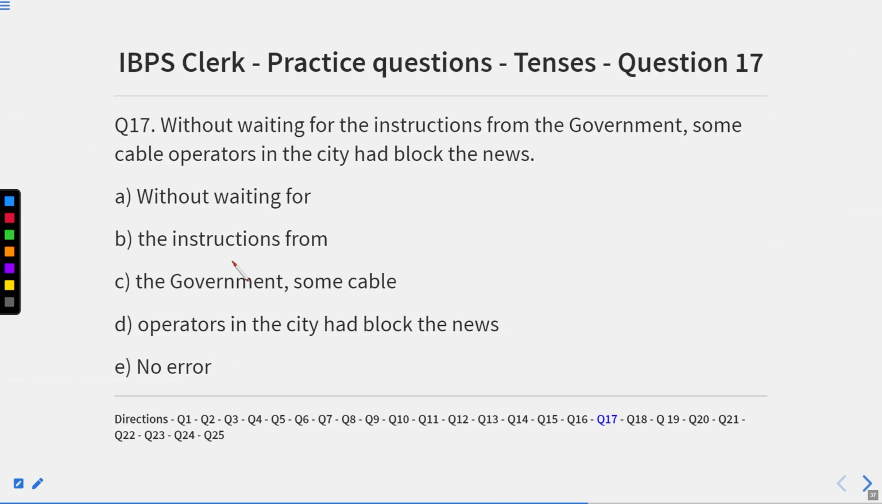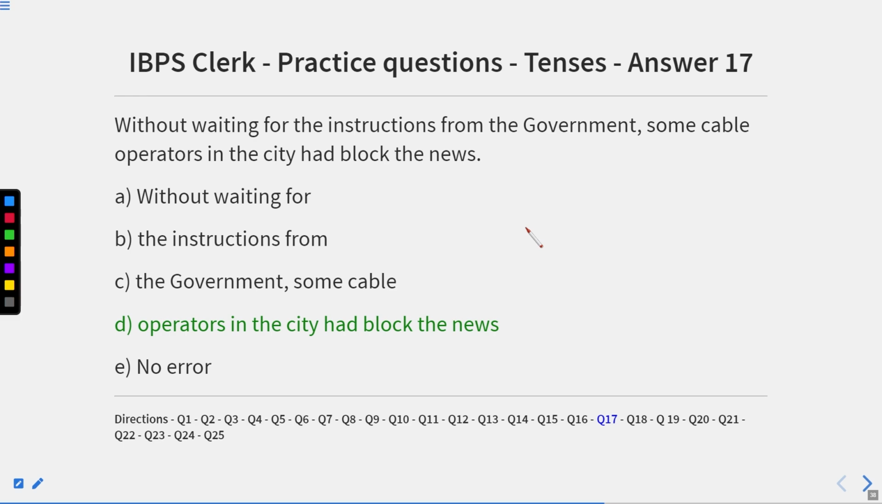Without waiting for the instructions from the government, some cable operators in the city had blocked the news. Now, this is again very simple. Just try to find out what is the error in this. Here it is written had. And after had, if this is actually an auxiliary verb, after that we should have only the verb third form. So this block is incorrect. It should be replaced with blocked. So the correct sentence will be, without waiting for the instructions from the government, some cable operators in the city had blocked the news. Therefore, the error is in part D.